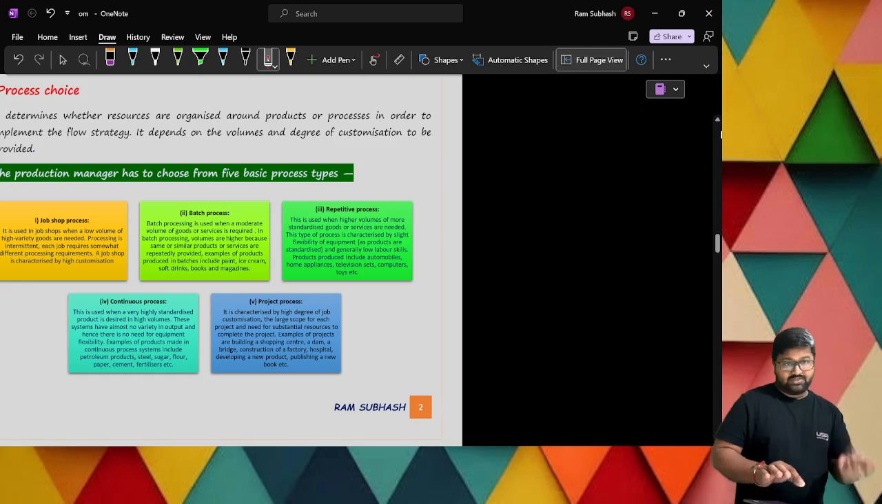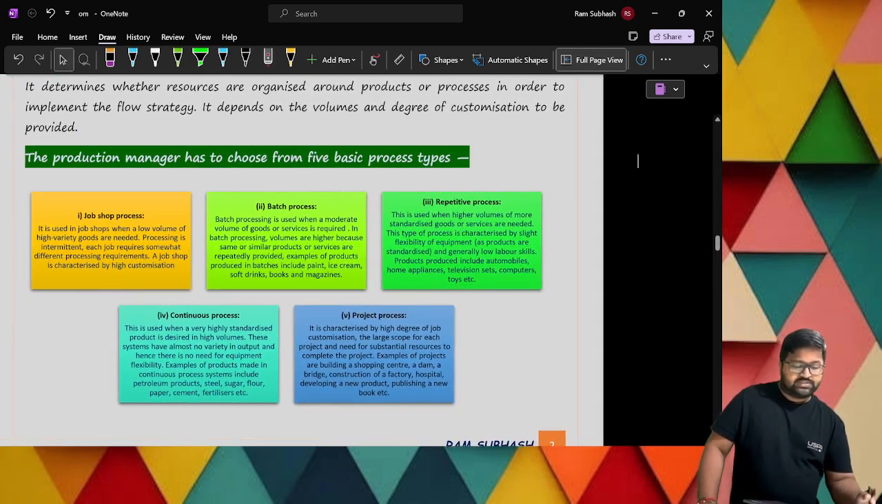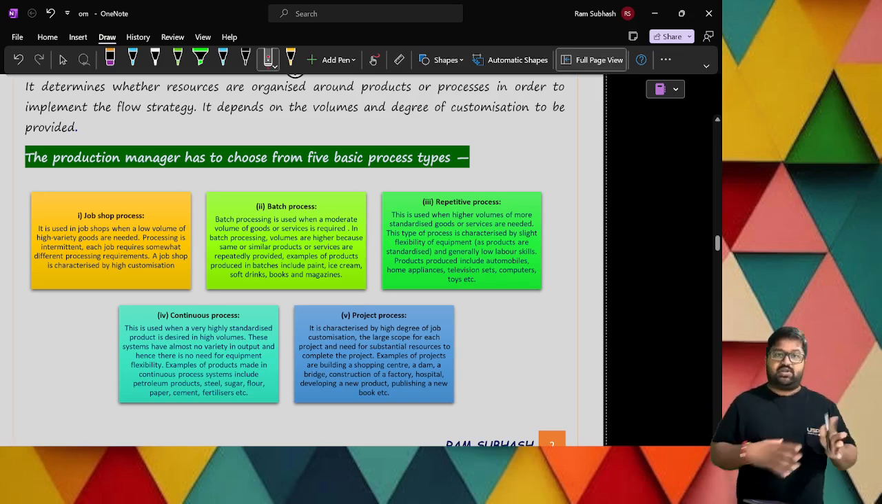So now let us go into a detailed manner. What is a job shop? It is used in job shops when a low volume of high variety of goods is needed. Low volume but high variety. For example, I want a bracelet or some chain which suits me. So that is my requirement, and it may also be low volume. I won't ask to make 20 chains.